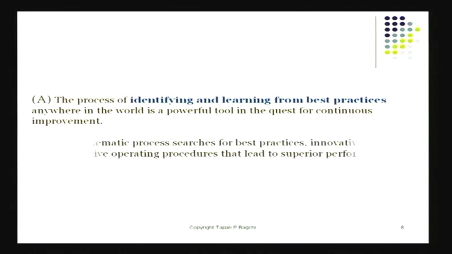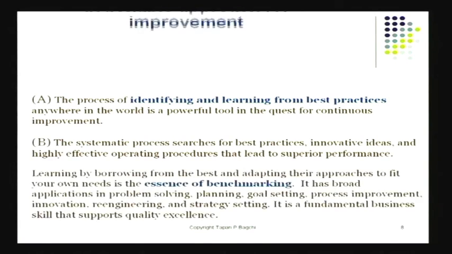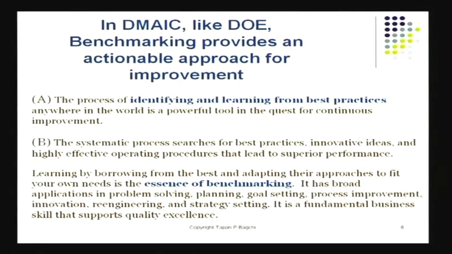It's the process of identifying and learning from best practices. These are practices which are basically practiced by others who are better than I. In DMAIC, like in DOE, benchmarking provides an actionable approach. It's an actionable approach in the sense that once you identify the gap, the motivation becomes pretty clear. So the first thing is, of course, identification: you first identify what it is that you want to improve. Then your goal would be to learn from best practices that you find around you, or in your industry, or in your neighborhood, or it could be global. Any of those things could be there. Those could be your benchmarks.